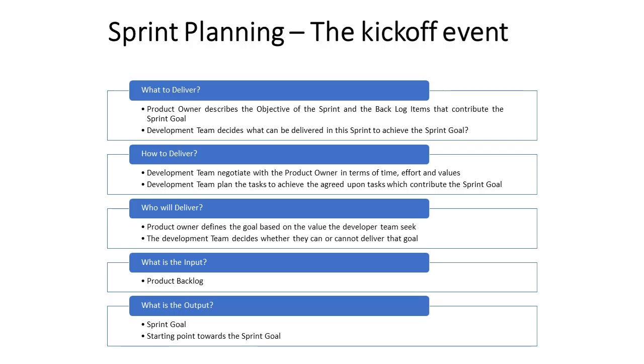The product owner presents the highest priority items, ensuring that the team understands the value and context behind each task. The development team then assesses their capacity and discusses how they can best achieve the sprint goal, breaking down selected backlog items into actionable tasks. This collaborative effort not only fosters a shared understanding of objectives, but also encourages team commitment and accountability.